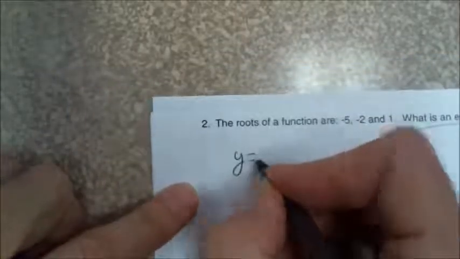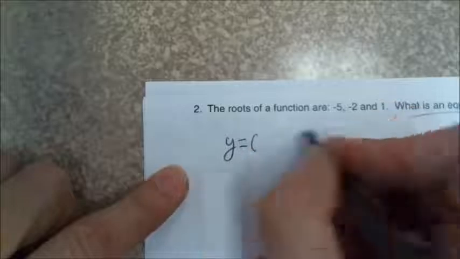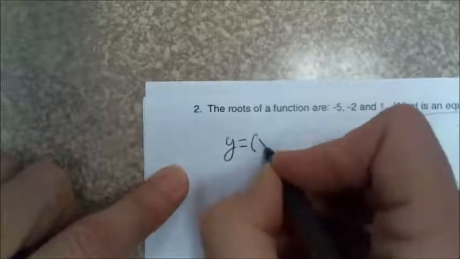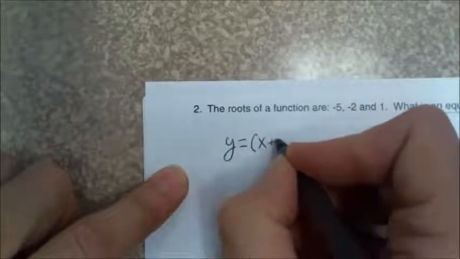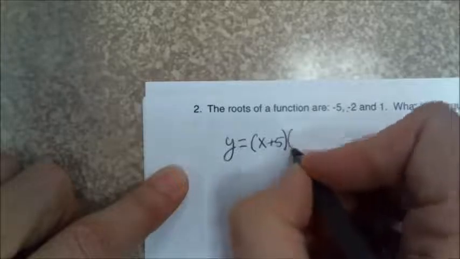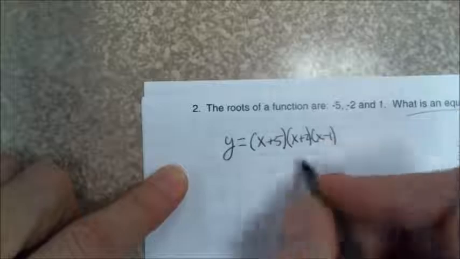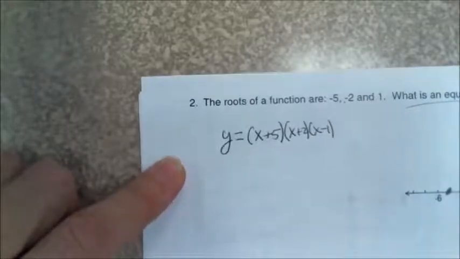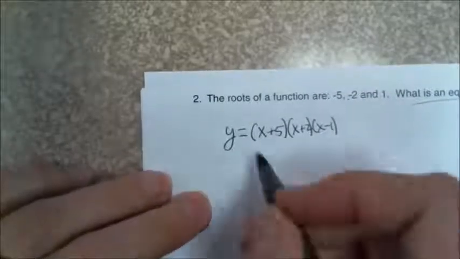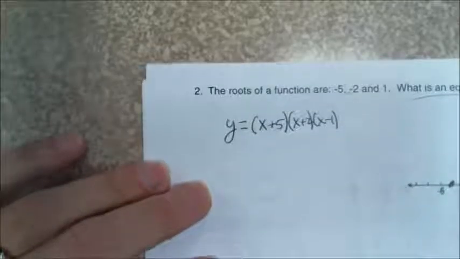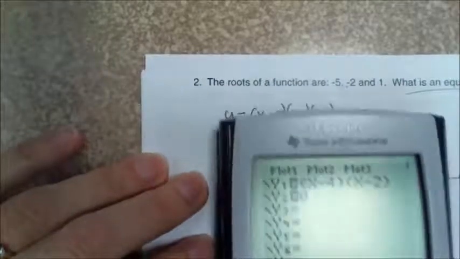What is an equation? Well, an equation is y equals, and now we're going to do x minus negative 5, which is x plus 5. X minus negative 2, which is x plus 2. X minus 1. Do you have to multiply those all out? No, don't bother. It's too much work. Okay, let's just leave it like that. That's fine.